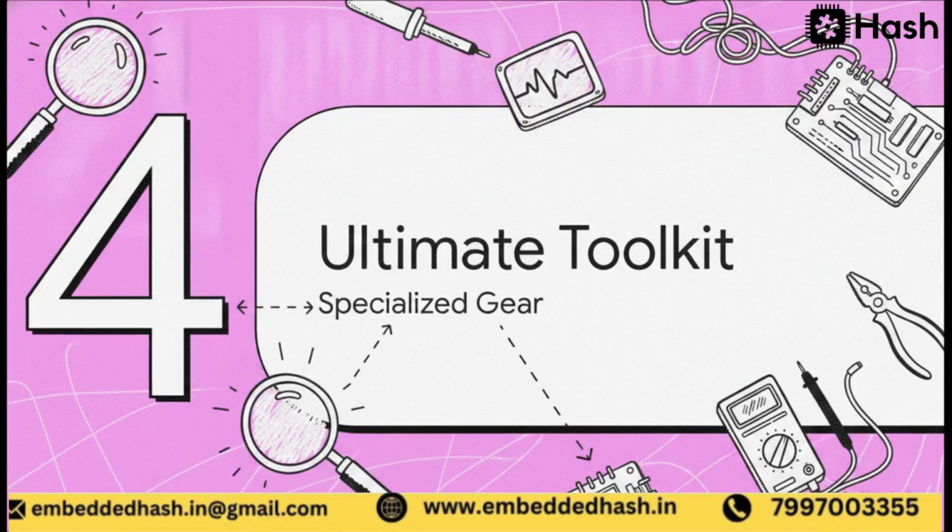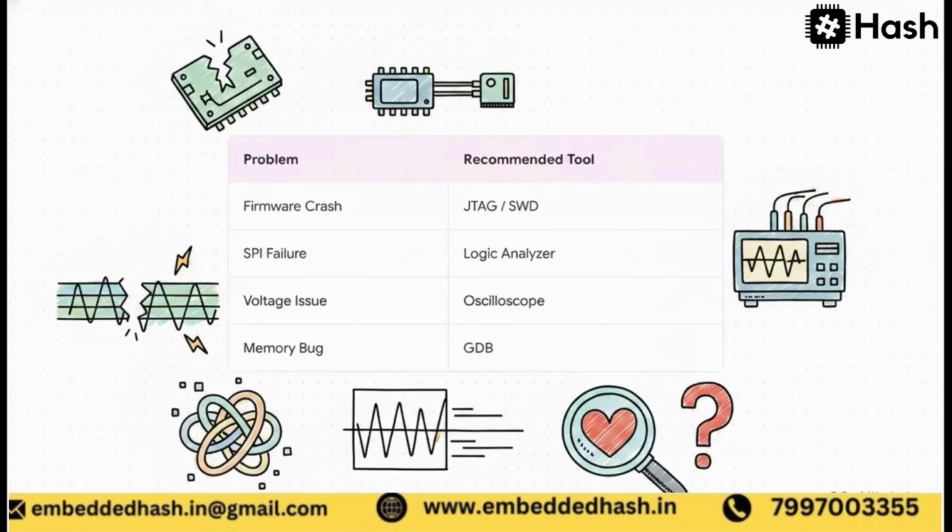To catch these kinds of elusive suspects, we need to open up section 4, the ultimate toolkit. We need specialized gear. The key to embedded debugging is matching the specific problem to the precise tool required. Got a firmware crash? You're going to want to reach for a JTAG or SWD debugger so you can peer directly inside the processor's registers. Experiencing a communication failure on an SPI bus? Time to hook up the logic analyzer. But if you suspect a voltage brownout or a super noisy power supply, you bring in the oscilloscope.